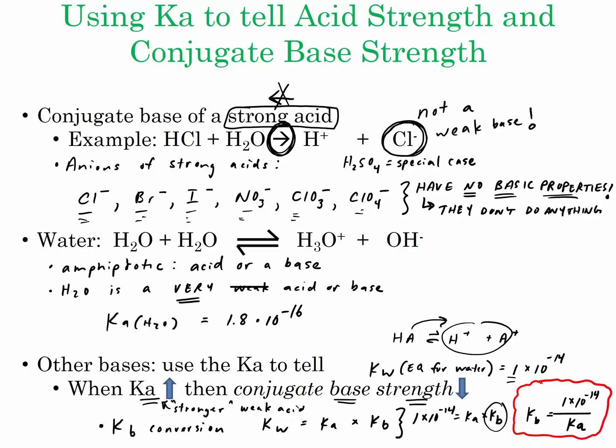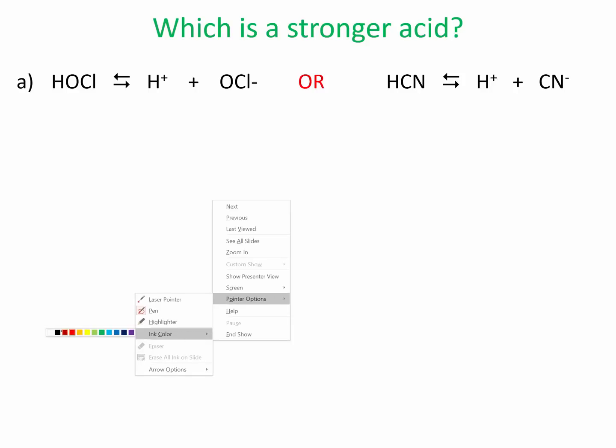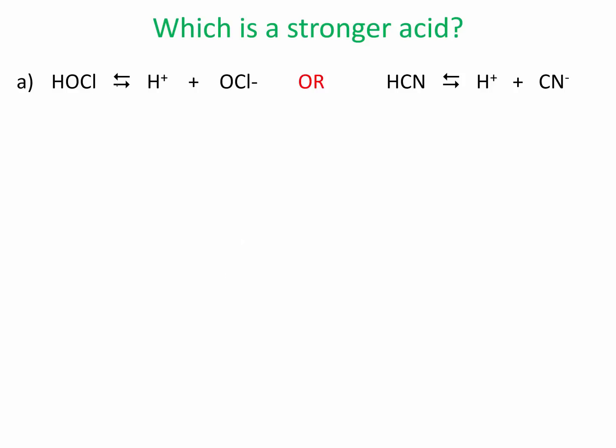So here's a question that we're going to try to answer. Which is a stronger acid? We have hypochlorous acid, and this comes from the hypochlorite ion, versus hydrocyanic acid. So which is a stronger acid?